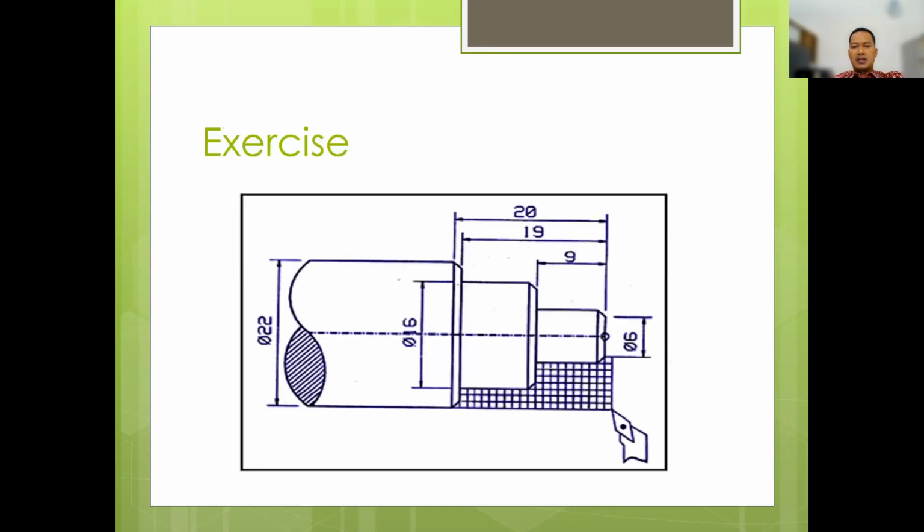And then this is the second exercise for this one. The original diameter is 22 millimeters, the second diameter is 16 millimeters, and the last is 6 millimeters of diameter, with the lengths of 20, 19, and 9 millimeters.